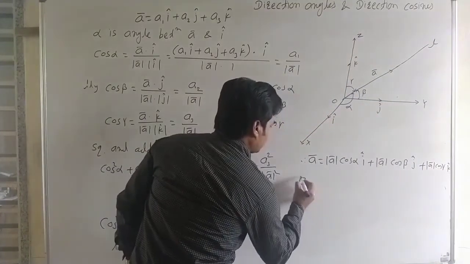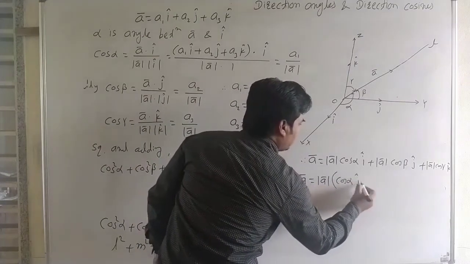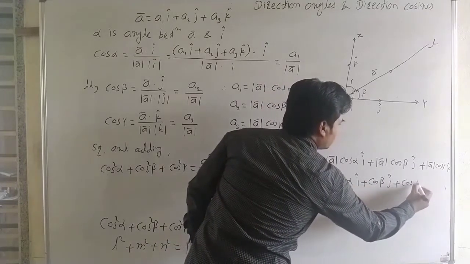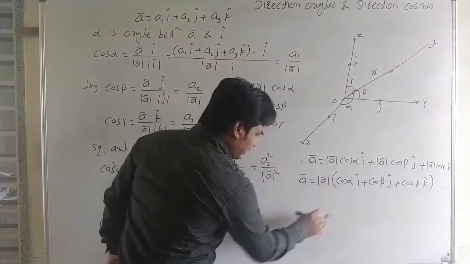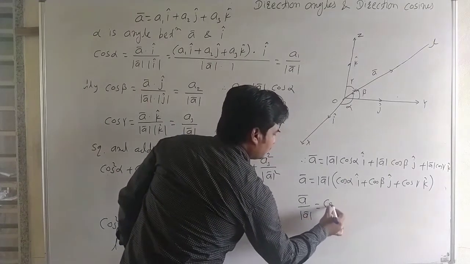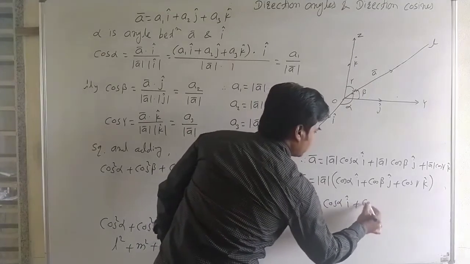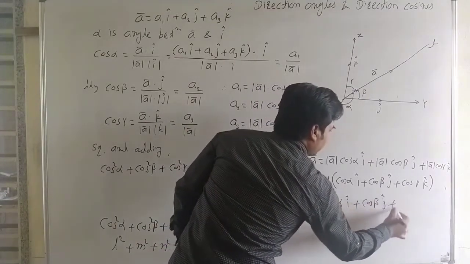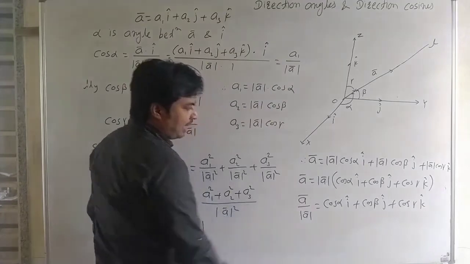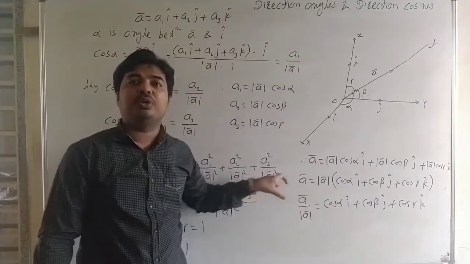That means a bar is equal to magnitude of a bar into cos alpha i cap plus cos beta j cap plus cos gamma k cap. Then dividing by the magnitude, a bar upon magnitude of a bar is equal to cos alpha i cap plus cos beta j cap plus cos gamma k cap. A bar upon magnitude of a bar, a vector upon its magnitude, is a unit vector along the vector.